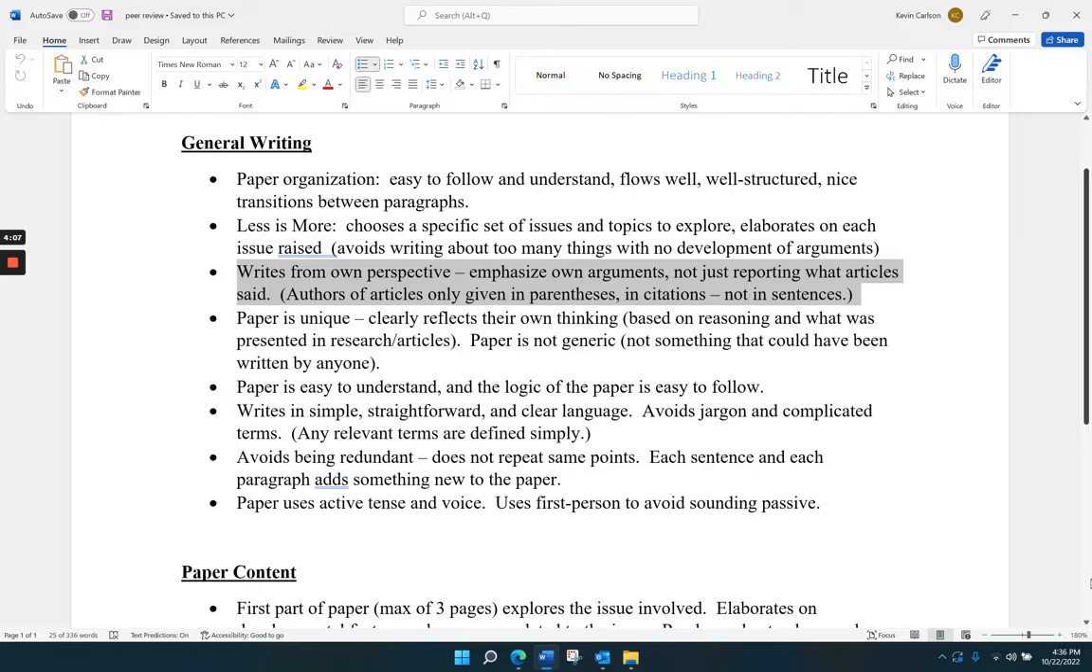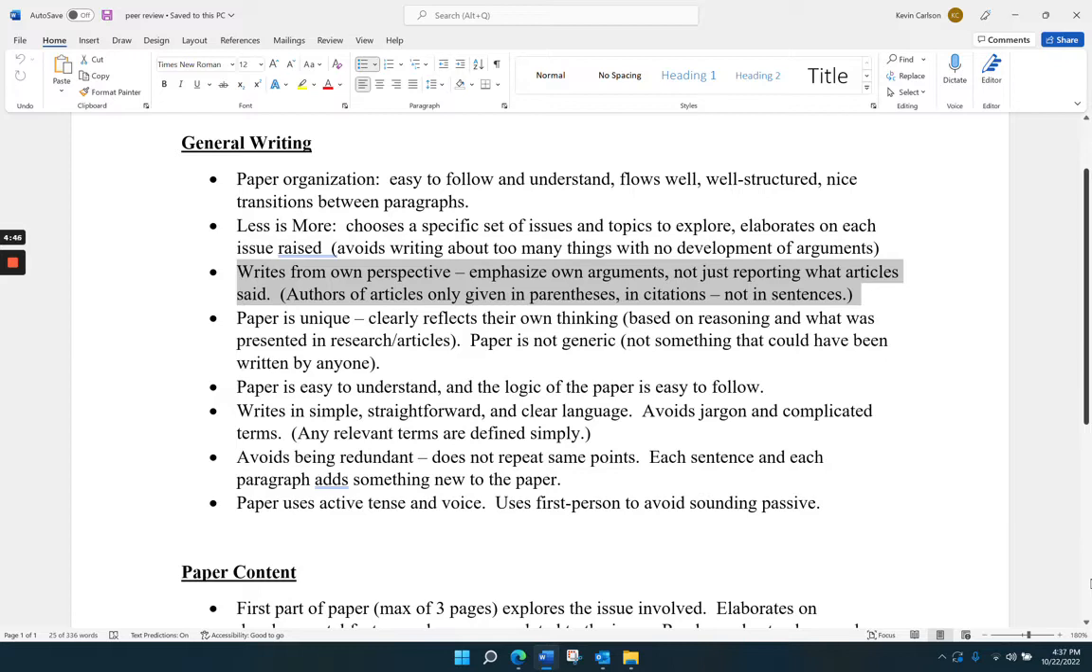So avoid that. When you're writing, one way to avoid having it sound like a book report is to make sure to put the authors of articles that you're using as references in citations in parentheses. So those authors' names should be in parentheses and not in sentences. So you don't want to say Carlson 2022 said this and that. You don't want that. You don't want the person's name in there because it sounds like a book report. It sounds like you're just talking about them and their ideas.